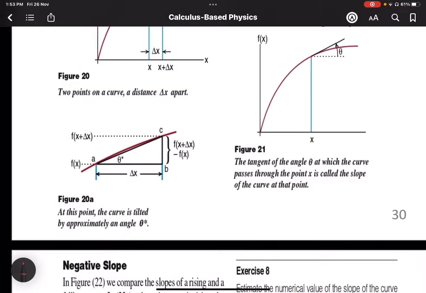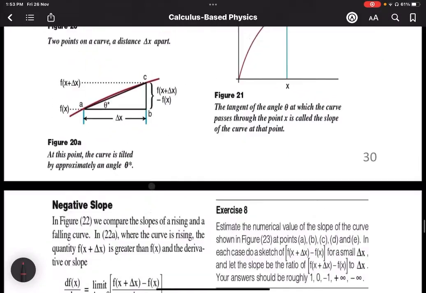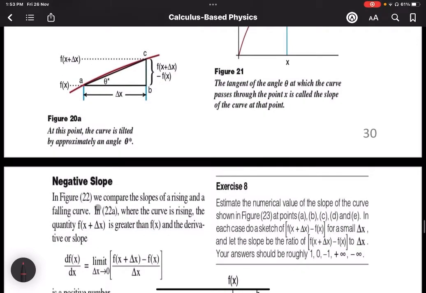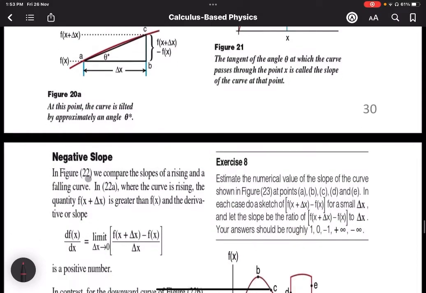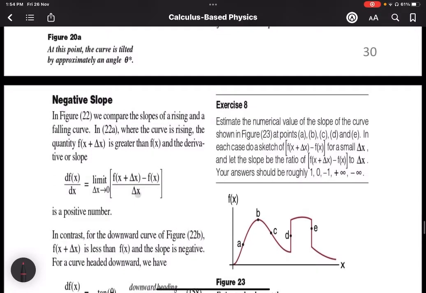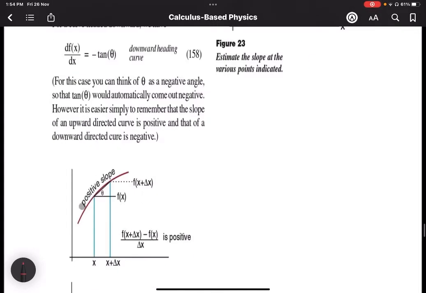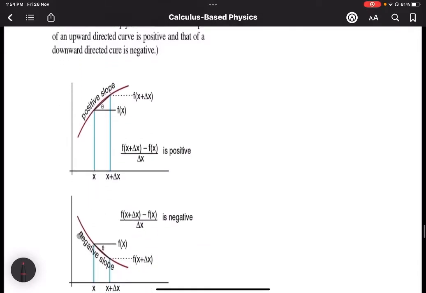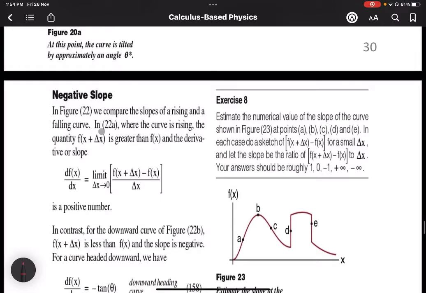Okay? So, yun ibig sabihin tangent line, no? Okay? So, we go now to negative slope. In figure 22, we compare the slopes of a rising and the falling curve. Ito yun, nasa baba. Positive slope, rising. Negative slope, falling. We compare the slope of rising and falling curve.